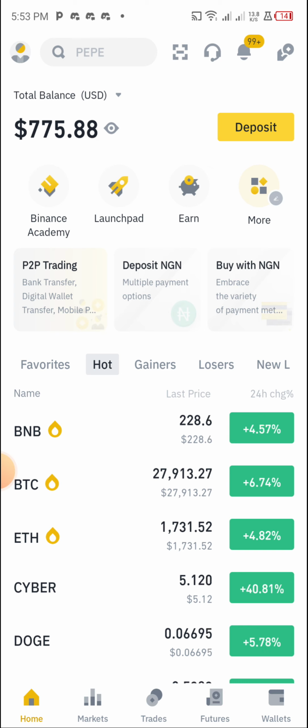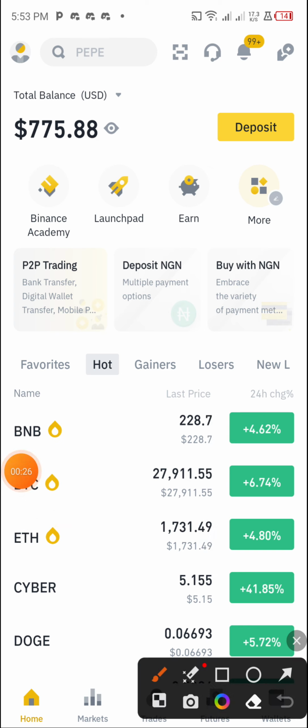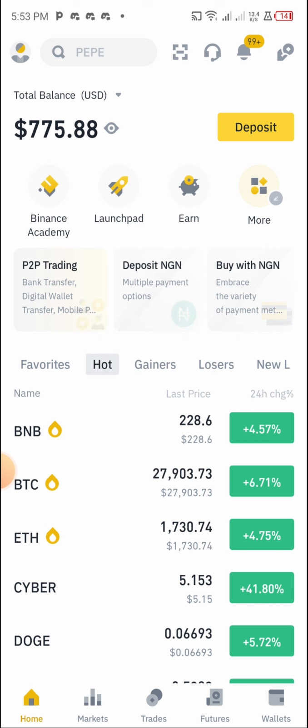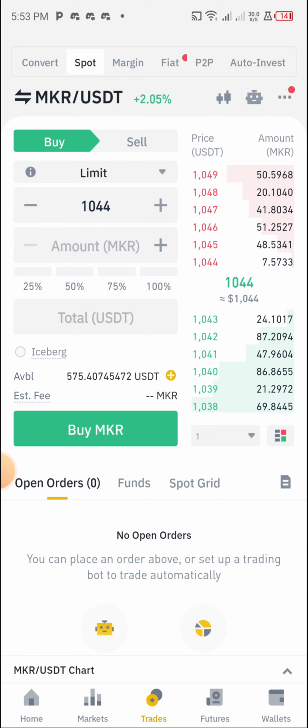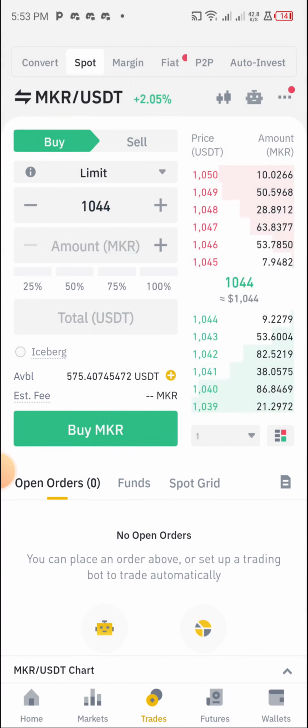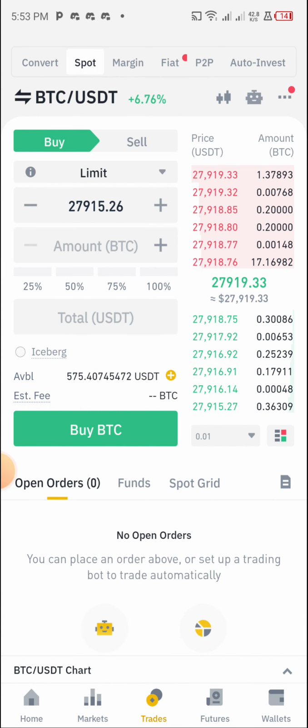The last time we met, which was last week, we talked about spot trading, right? We went to trades, and I told you that you could come here and buy and hold any coin, let's say BTC, USDT. You could come here and purchase any asset of your choice. That's the fantastic thing about spot trading.